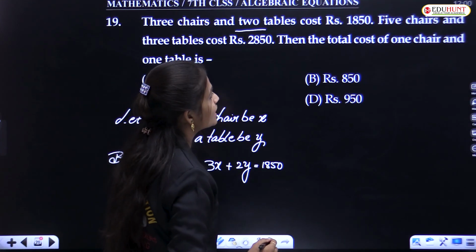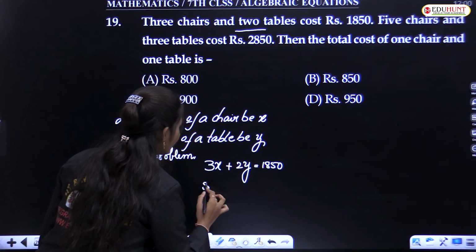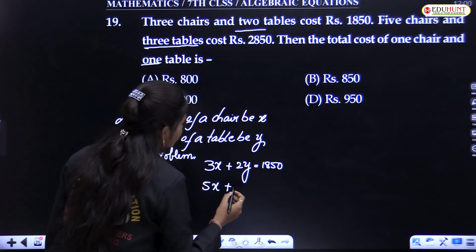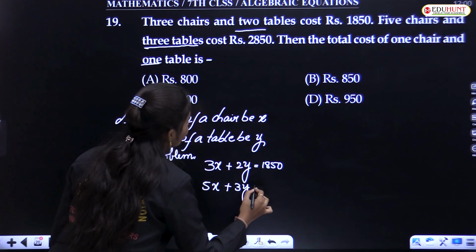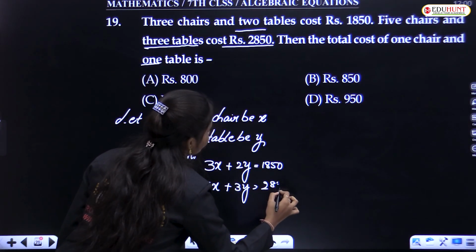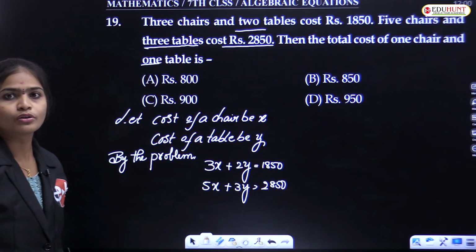Next, second condition. 5 chairs, so 5x plus how many tables? 3 tables, so 3y. Its cost is equal to 2850. That's what they have given in that question.